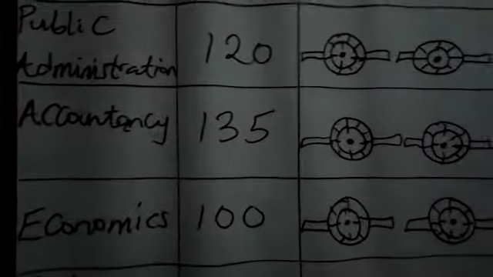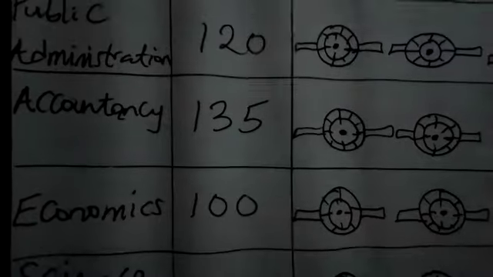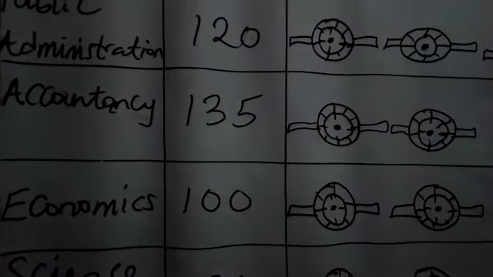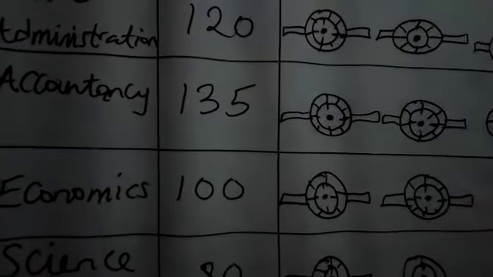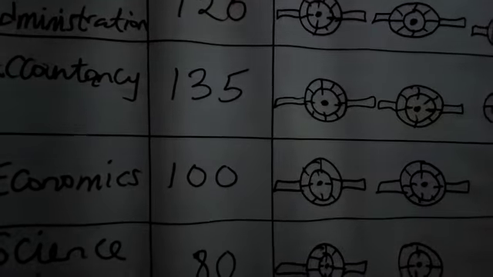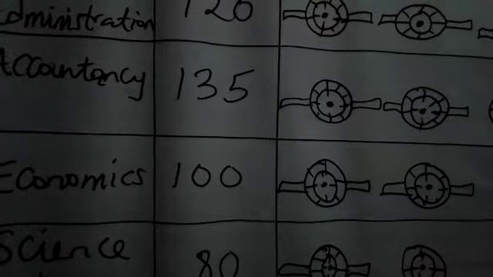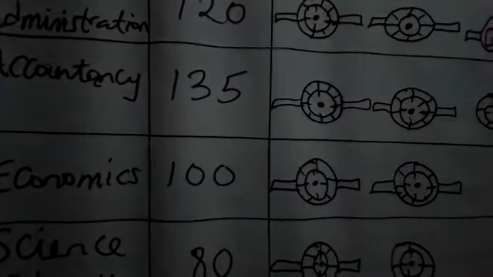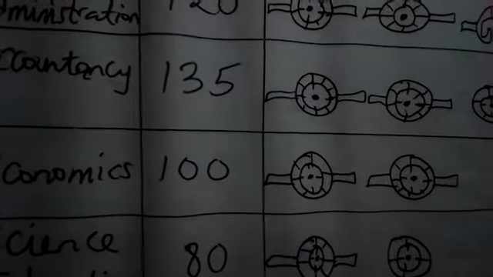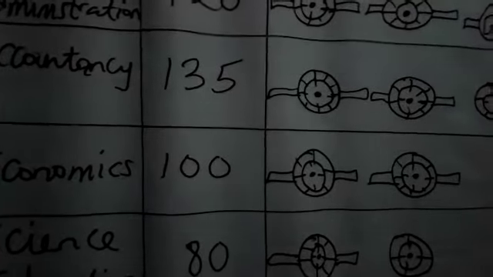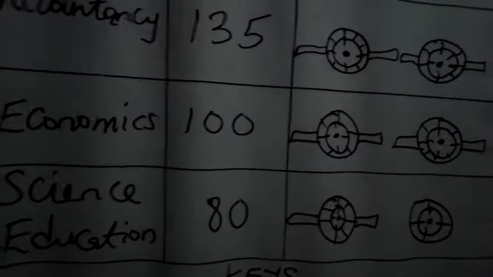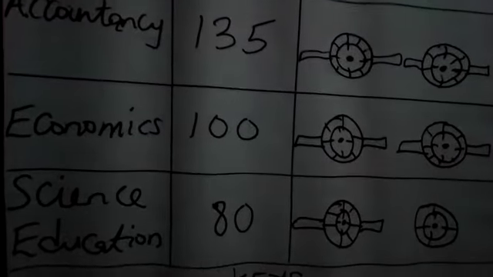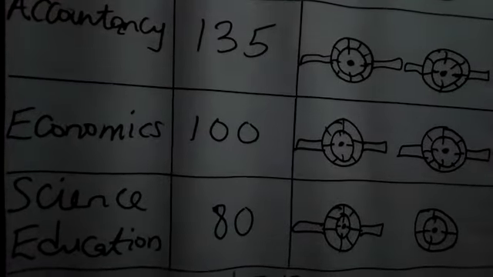Then under the economics, I have 100. If I multiply 100 by 100, I have 10,000. So there are 10,000 wristwatches. If each wristwatch stands for 5,000 wristwatches, that means I'm having only 2 diagrams there. That's why you have to complete 2 wristwatches, which stand for 10,000 wristwatches. And the last one is science education, which stands for 8,000 wristwatches.